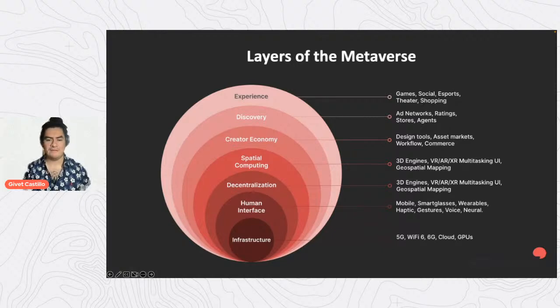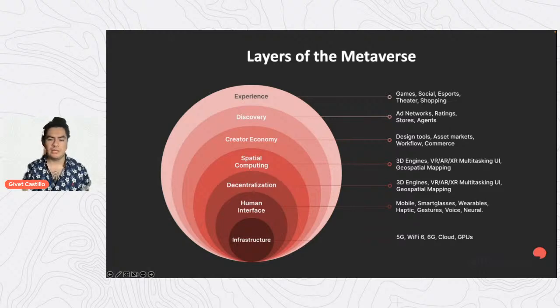Then we have the human interfaces. The key aspect of the hardware layer of the metaverse is the human interface with the combination of spatial computing. We'll soon be able to gather information about our surroundings, use maps, and even create shared AR experiences by just looking around at the physical world. Mobile smart glasses, wearables, haptic gestures, voice, and neural interfaces will all be in this layer.